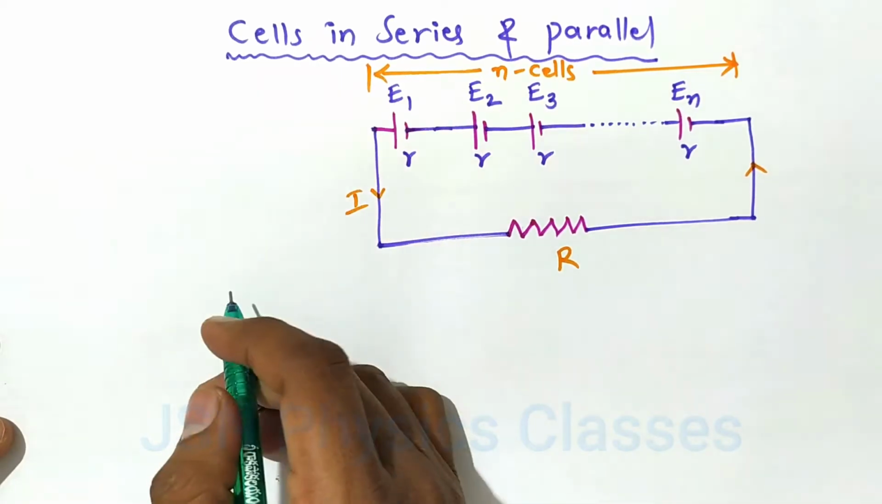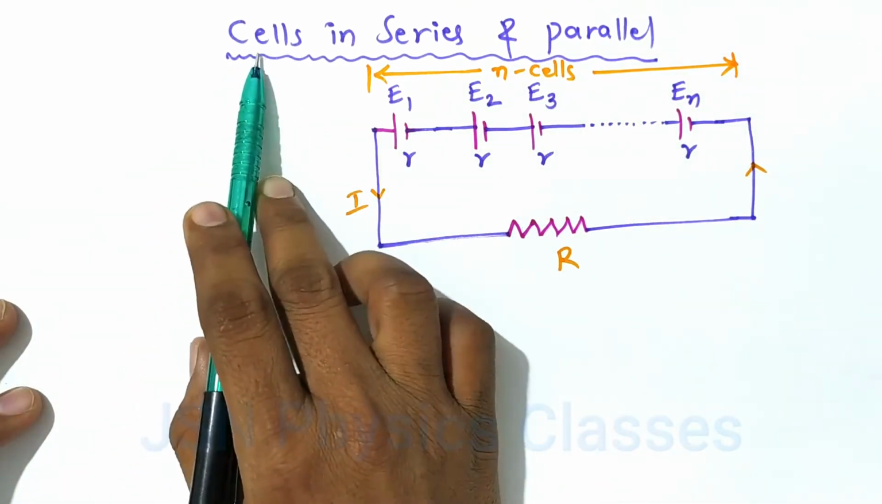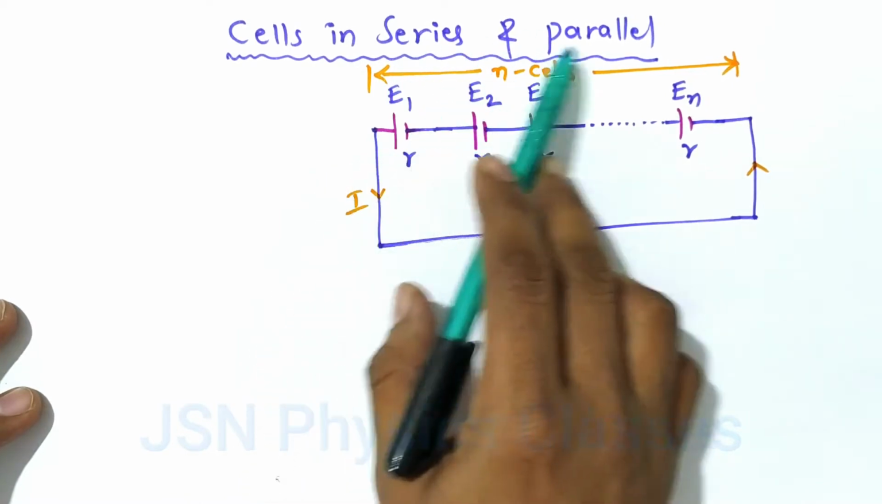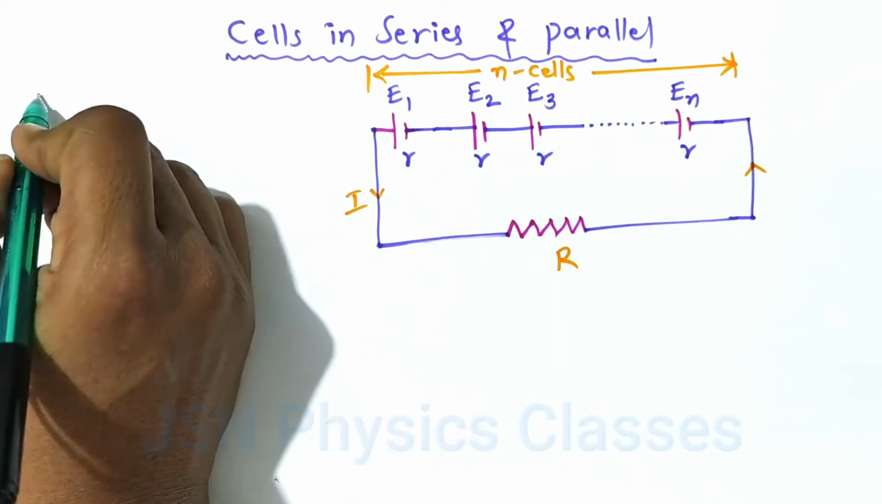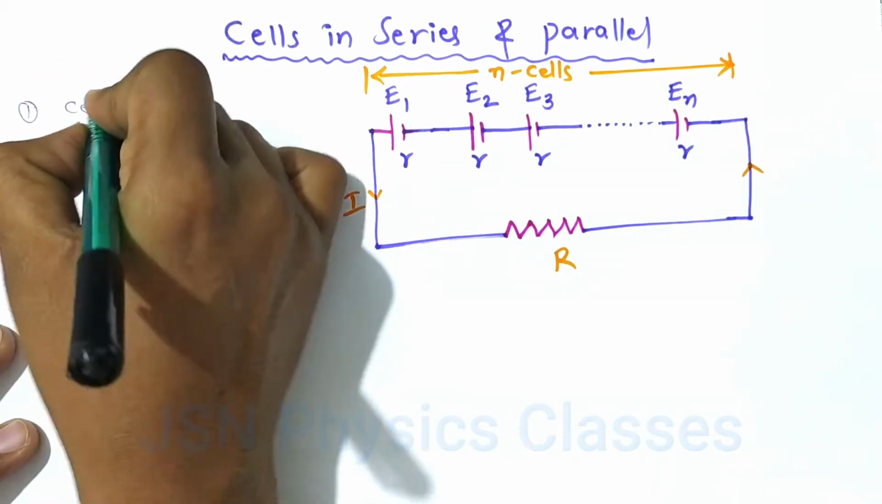Dear students, welcome to JSN physics classes. So today we will discuss cells in series and parallel combination. First of all, we will discuss cells in series.